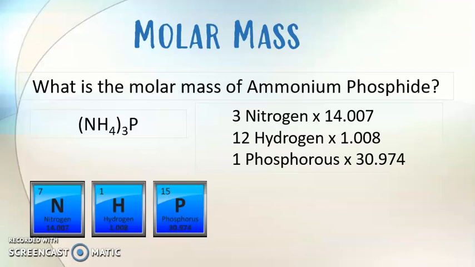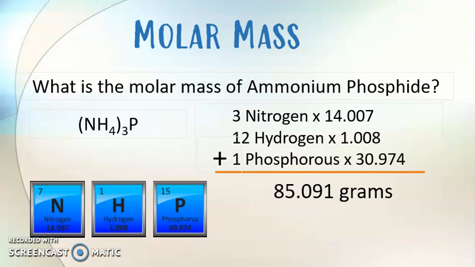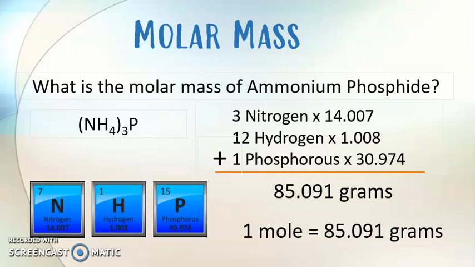And at the end of the day, then I just need to add them up. In this case, I get the final answer of 85.091 grams. And again, it's very important at the end to be able to write down the equivalence statement. Something equals something. And in this case, 1 mole equals 85.091 grams. So one more time, molar mass is the mass of 1 mole of a substance.